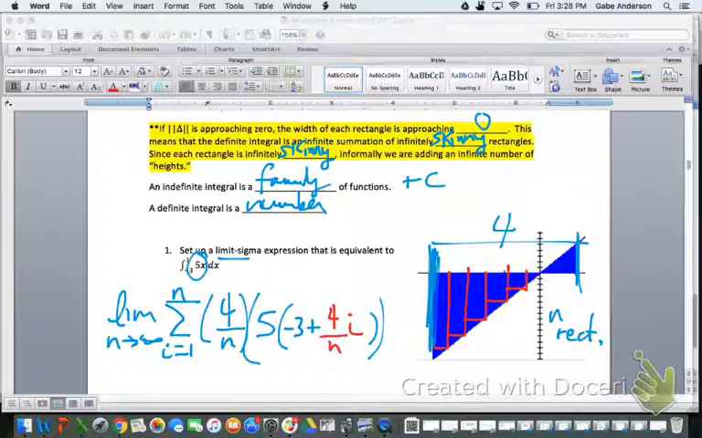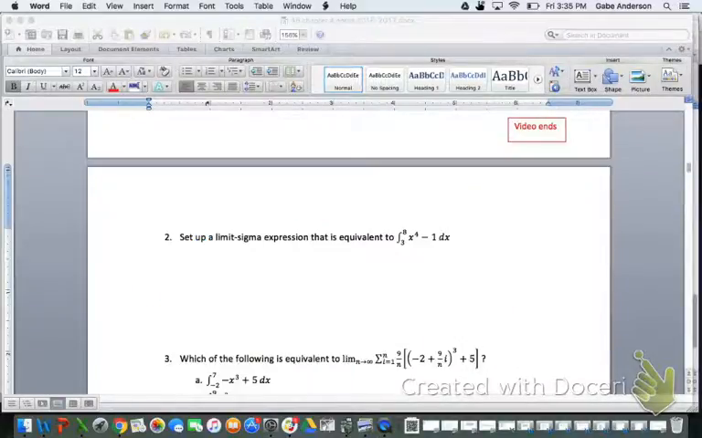And at this point we'd stop because it just says write an expression that's equivalent to the integral from -3 to 1 of 5x dx. So that concludes our video.